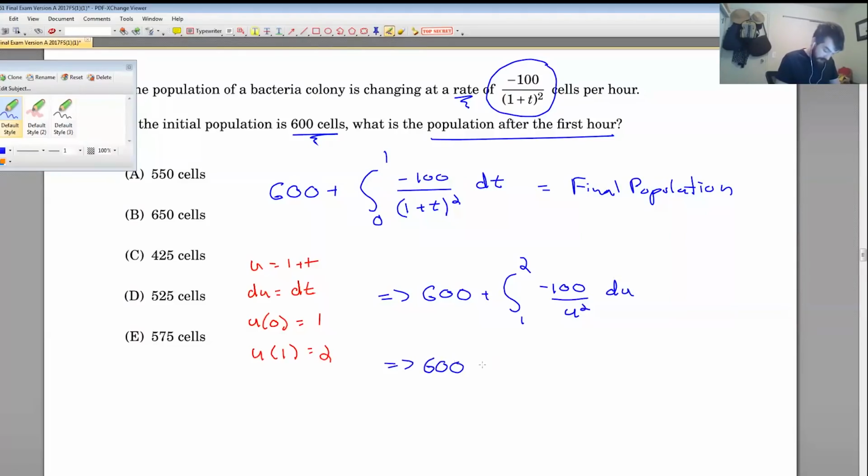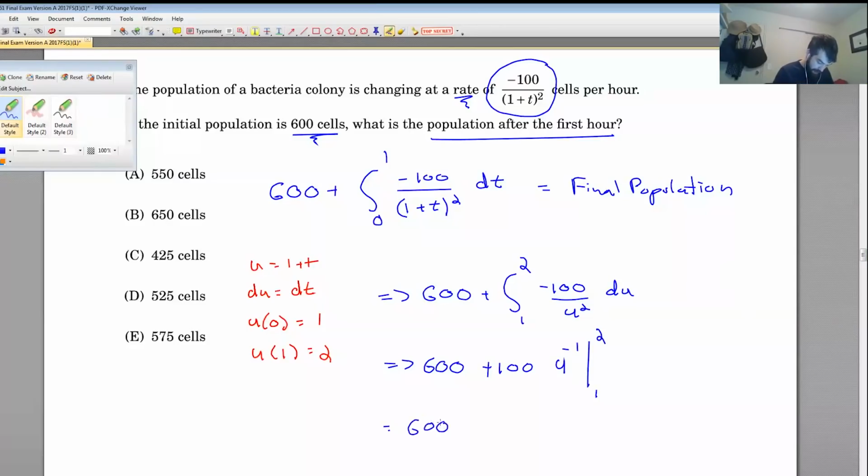All right, so 600 plus, well, I'm going to put all of that minus 100. U to the -2 I know goes to U to the power of -1. And then when I take its derivative here, it would bring out another -1. So I'll take the minus that was out the front, and I'm going to put a plus there. And then it's going to be evaluated between 1 and 2. All right. So this is going to be equal to the 600.